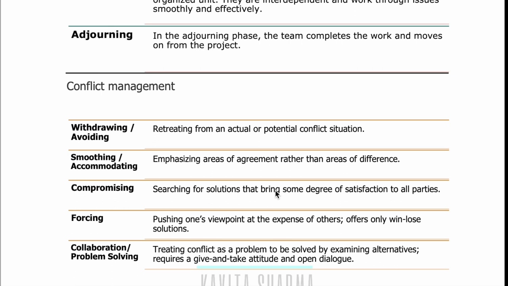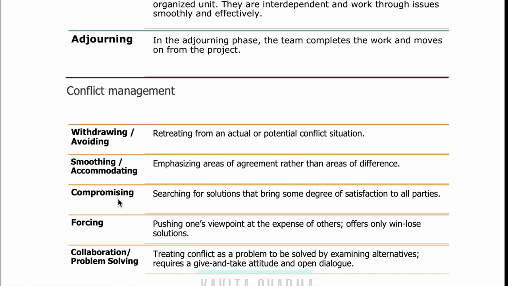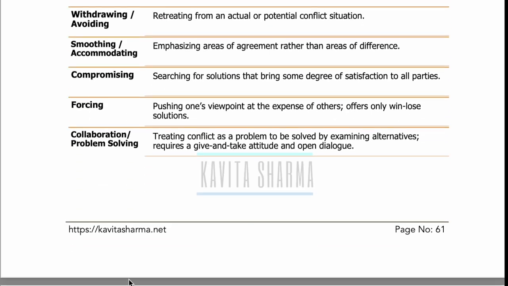Let's talk about conflict management. There are different ways conflicts are managed. We can withdraw, move away from the conflict. We can talk about not the conflict but better things in life, which is smoothing, accommodating. Compromising is making a decision but people are not happy, you know that. Forcing. Collaboration is the best way to deal with conflict, but it requires time and patience and trust with each other.